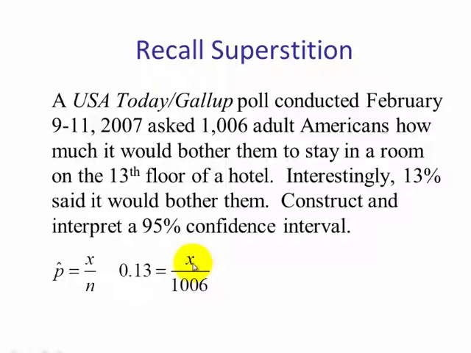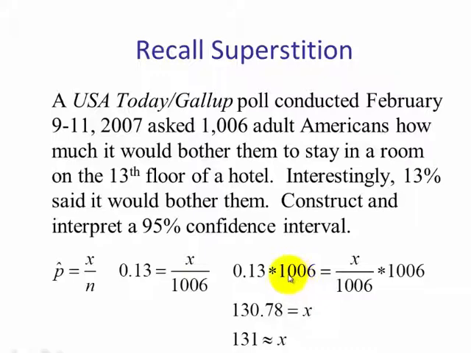So the easiest way to compute x is to multiply both sides of the equation by 1006. And if we do that, these cancel. We're left with x, and 13% of 1006 is 130.78, which rounded off is 131. So our x is 131, our n is 1006.